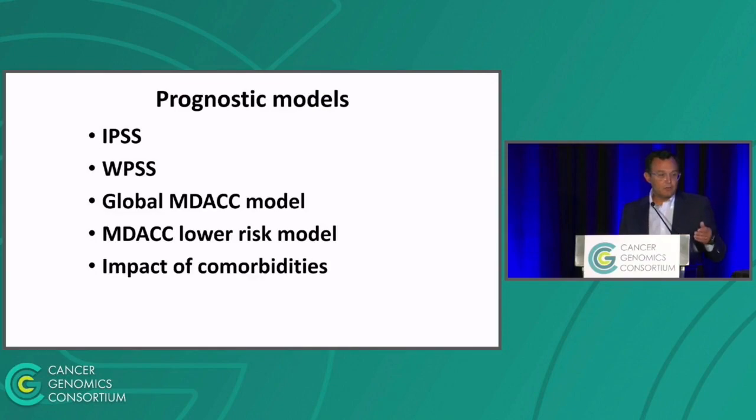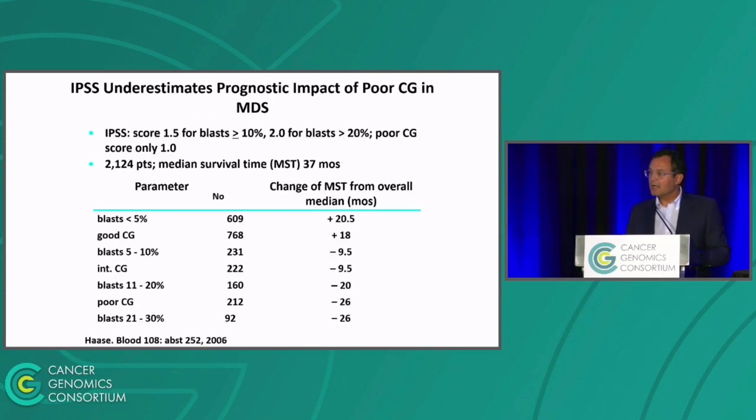Then people really started working hard on this model. So the IPSS, the Europeans had the WPSS. MD Anderson developed a global model, a lower-risk model. I'm going to discuss the comorbidities a little bit later. And then you just saw the revised IPSS. So how did this IPSS happen? Actually, I think Dr. Soler is in the room, and he was a significant part of this effort.